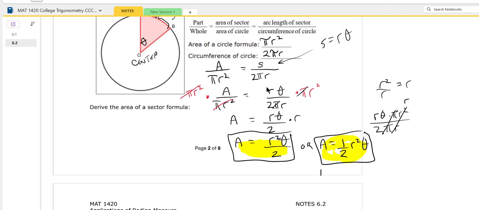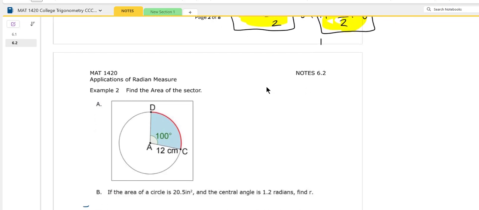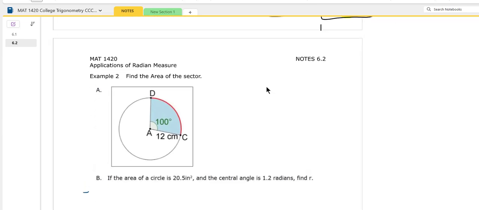Okay, so we're going to go to the next page and we'll do some problems of a few applications on this. So going to the next page, the first thing we have is a picture of a situation. We have a sector shaded in blue here. The central angle's theta, the radius is 12 centimeters. So I'm just going to write down what we have. We have theta equals 100 degrees.